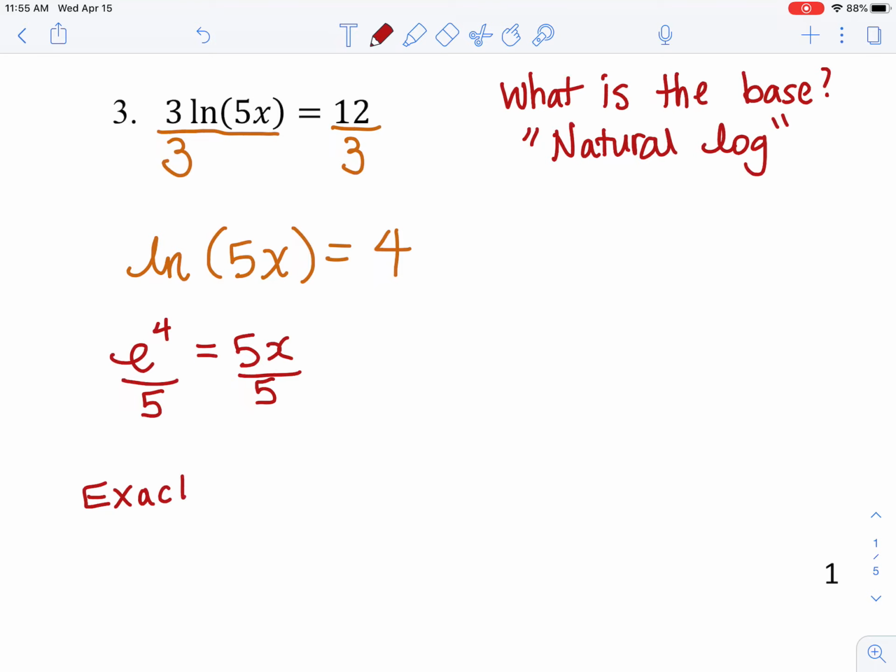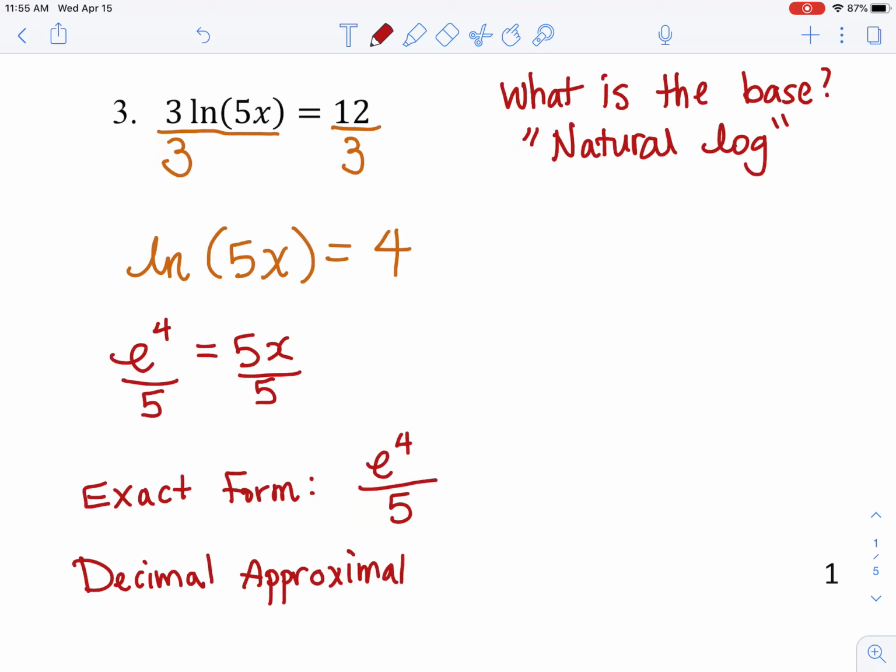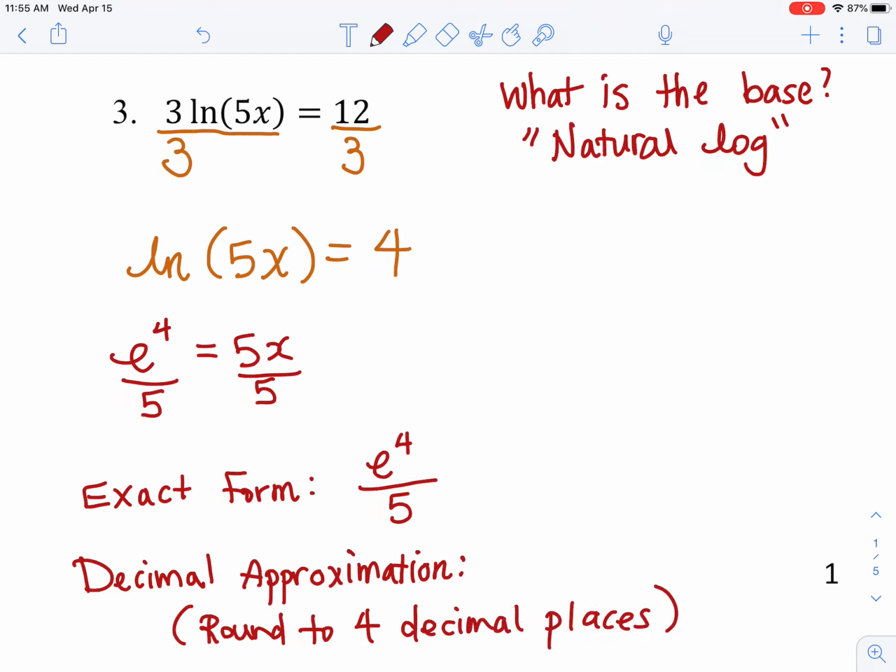Now, this is a good one for me to show what I mean by I want the exact form. Divide both sides by 5. That's how you will solve for x, right? So I will ask you to write the exact form, which is e to the 4th power divided by 5. And let's get the decimal approximation. What's the decimal of that going to be? We're going to just round to 4 decimal places. I think I usually want it that way on the exams.